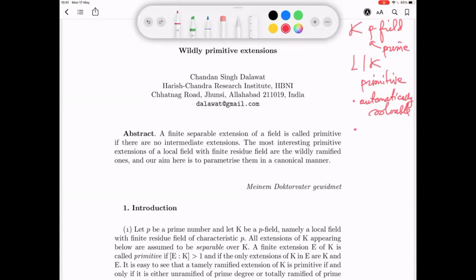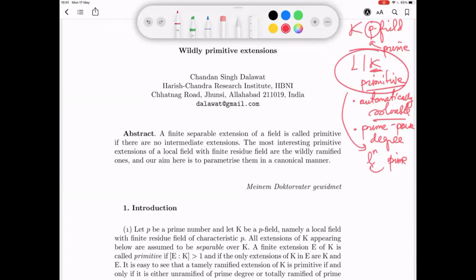And we have seen that for an arbitrary field K, a primitive solvable extension is of prime power degree, right? So our primitive extensions are going to be of degree L to the n for some prime L, right? So there are two primes. There is a prime P, which is the residual characteristic of our P field K. And then there's this prime L, so that L to the n is the degree of the primitive extension that we are looking at.